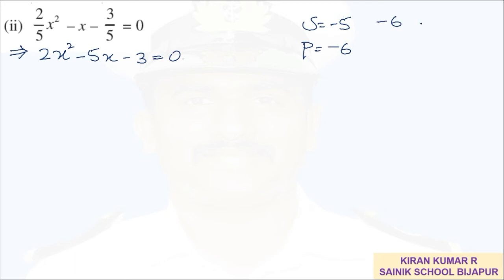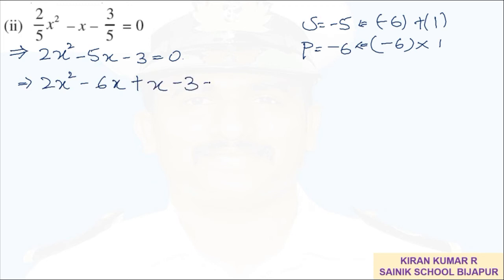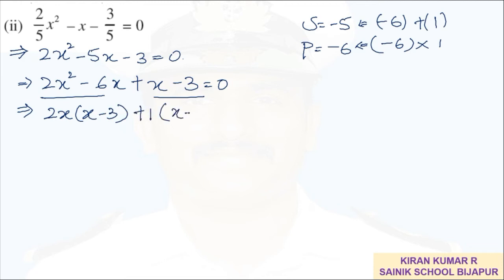Minus 6 added to 1 becomes negative 5 and minus 6 multiplied by 1 becomes negative 6. So it's possible to write the middle term as 2x² minus 6x plus x minus 3 equal to 0. Now take the groups. In the first group we have 2x common: 2x(x minus 3) plus 1 is common, (x minus 3) equal to 0.